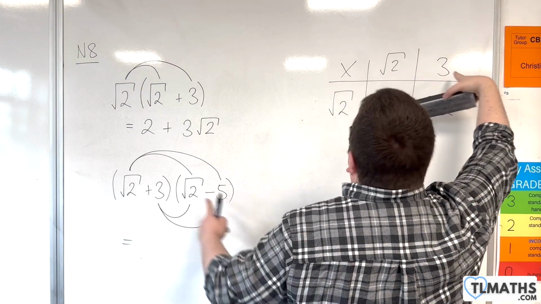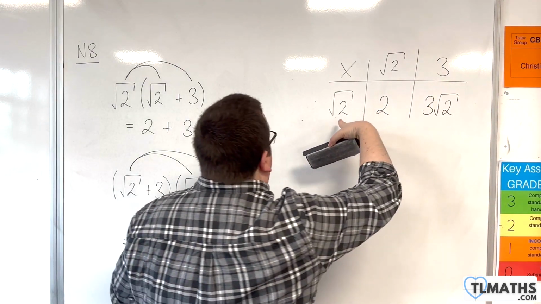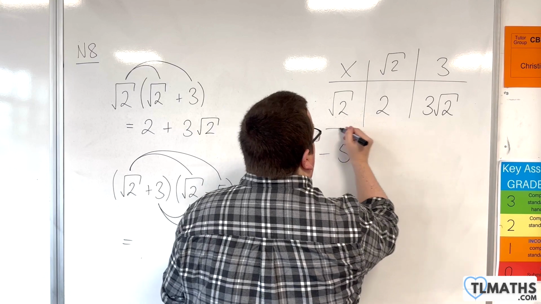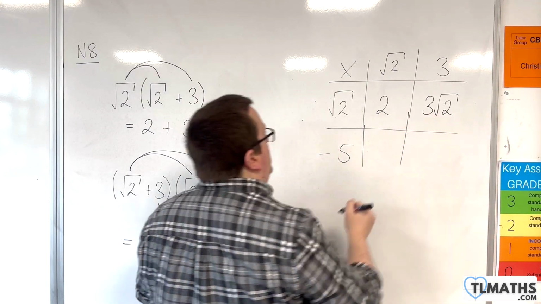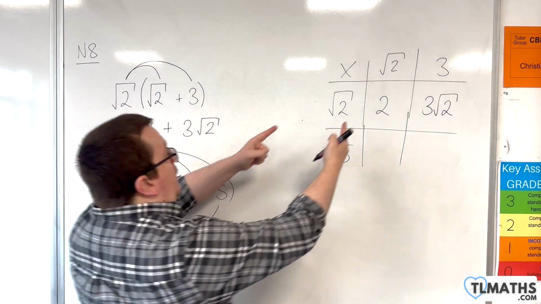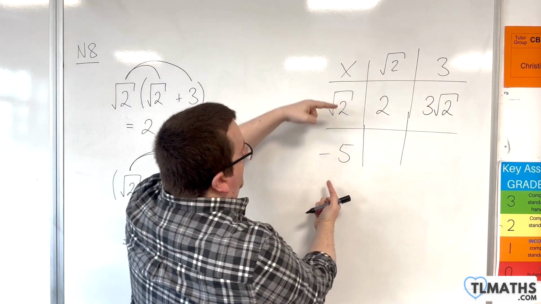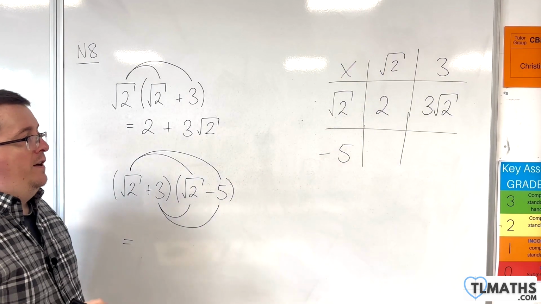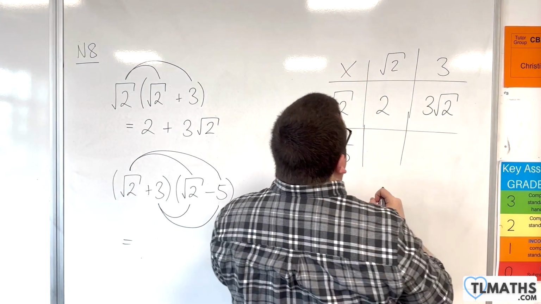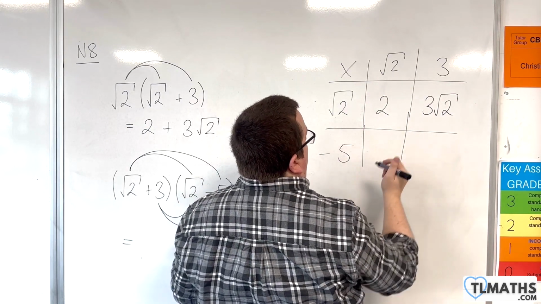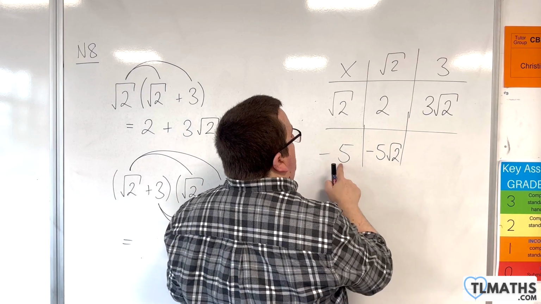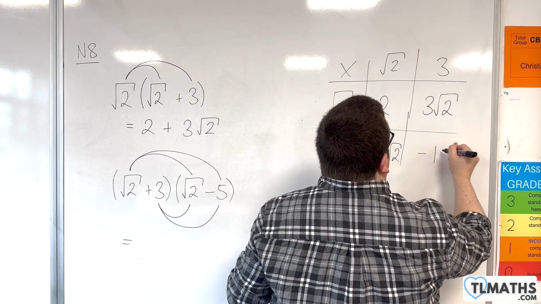Now I've already got the root 2 plus 3 there, and I've got the root 2 there, so I can just add on the minus 5, don't I? It doesn't matter which one goes in the row or column. We could have had root 2 take away 5 along the top, and then root 2 plus 3 down the side. It's perfectly fine, it doesn't matter. So I've already done the top row there. Minus 5 times root 2 is going to be minus 5 root 2. And then minus 5 times 3 is minus 15.